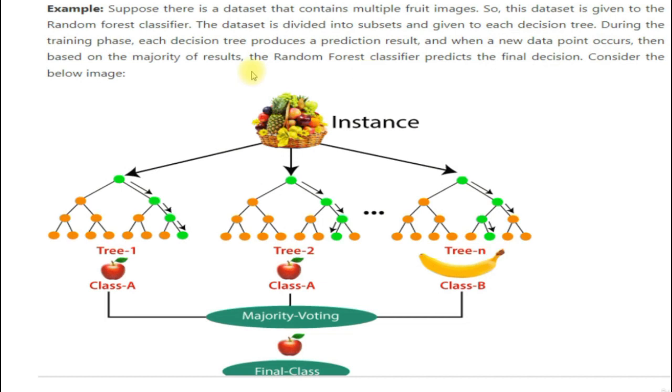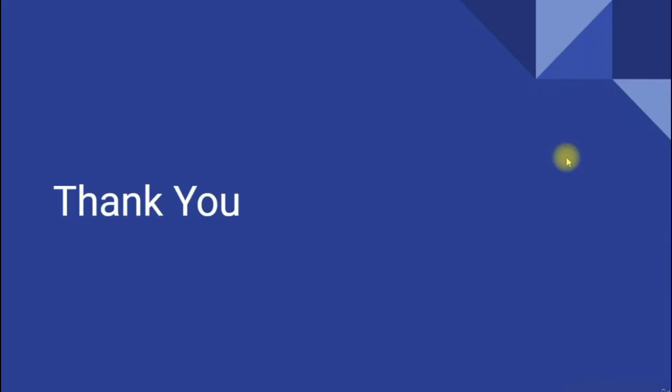Now then, when a new data point occurs, then based on the majority vote results, the random forest classifier predicts the final decision. So as the majority vote is for class A, so the final predicted class will be class A based on the entire random forest algorithm. So this is how the random forest algorithm works. I hope you are very clear with the working of random forest algorithm.